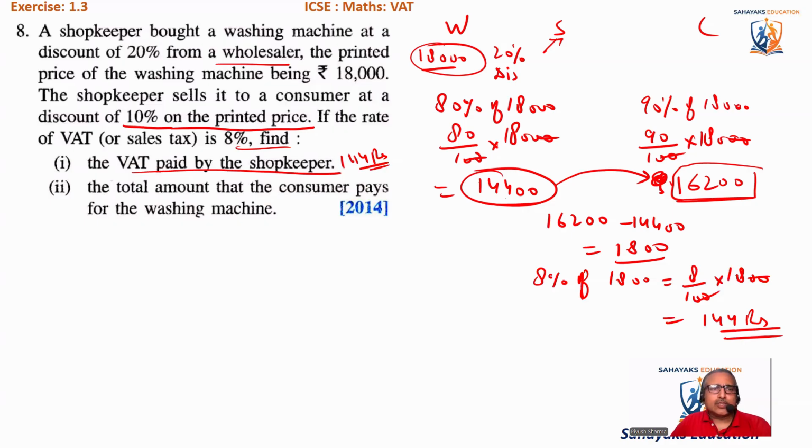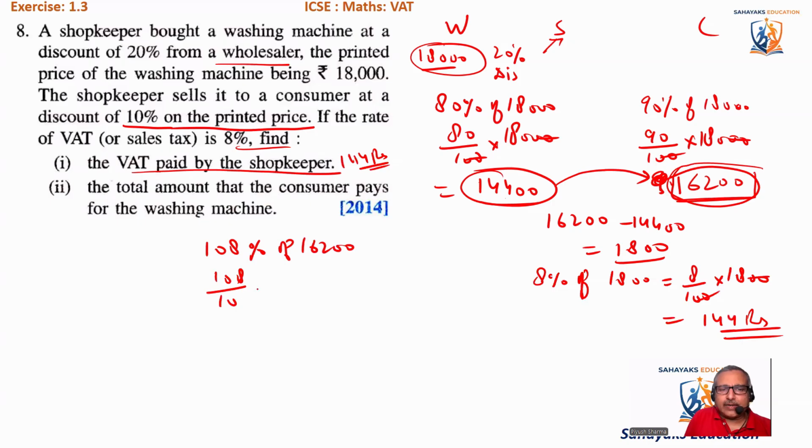Okay. Now the total amount that the consumer pays for the washing machine. Now the consumer got the product for this value plus the tax. So the consumer will get it for 108%. 100% is this, and 108% of 16200. So you can say 108 by 100 into 16200. So the zeros will cancel out. So 162 into 108 we have to find out.